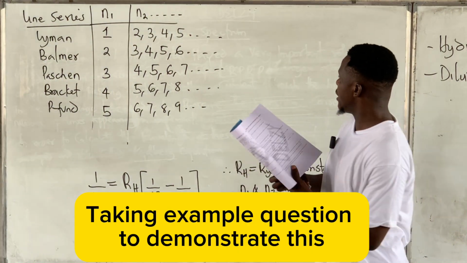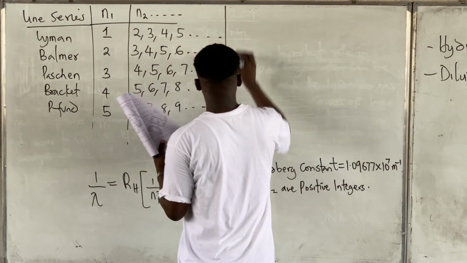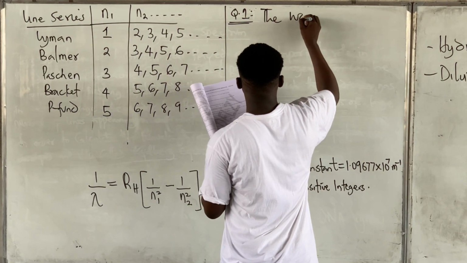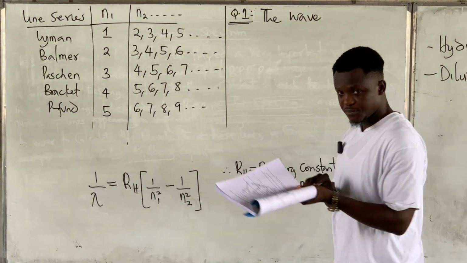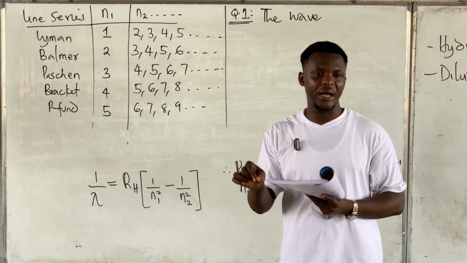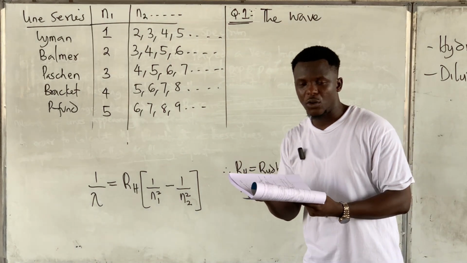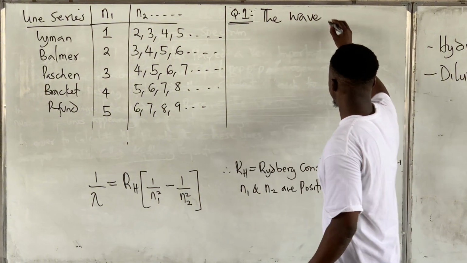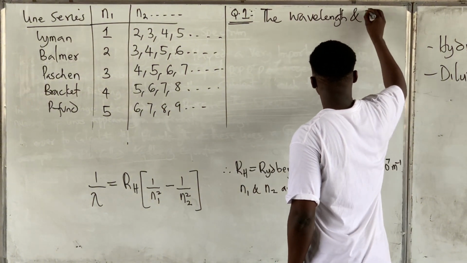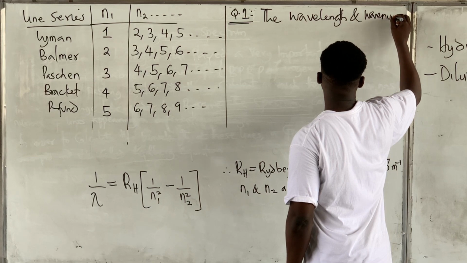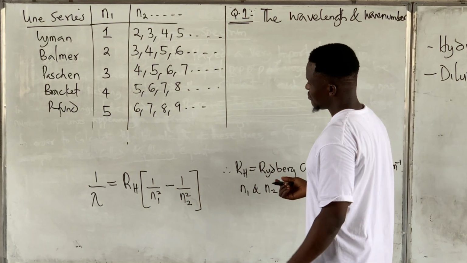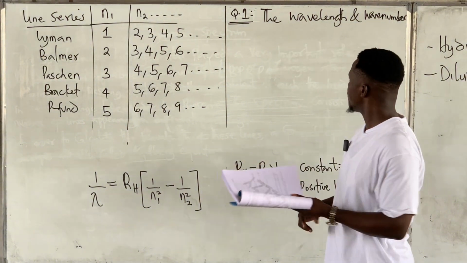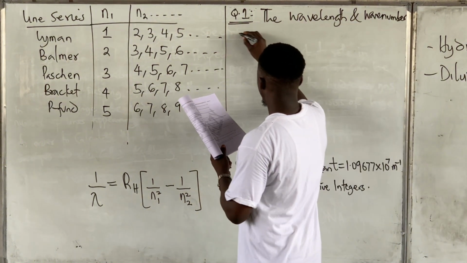The question says, let me write it out so that we have question 1. I want to modify the question. In the past question, they said wave number. But I want to modify it to wavelength and also the wave number, so that I'll use one stone to kill 2 birds. Right? So I'll say the wavelength and wave number, okay? It's the same.